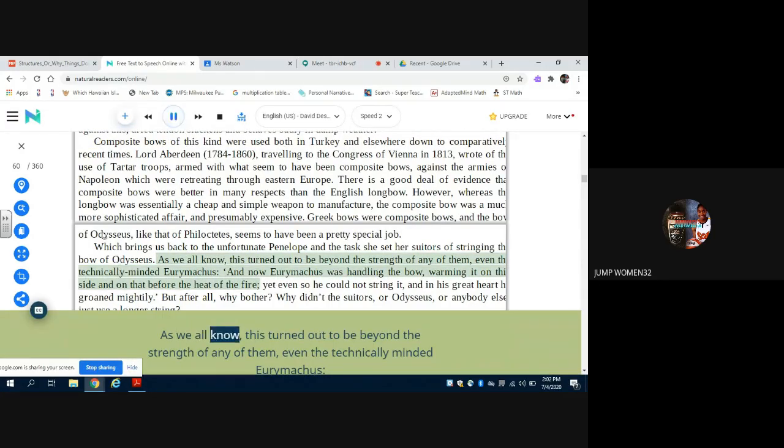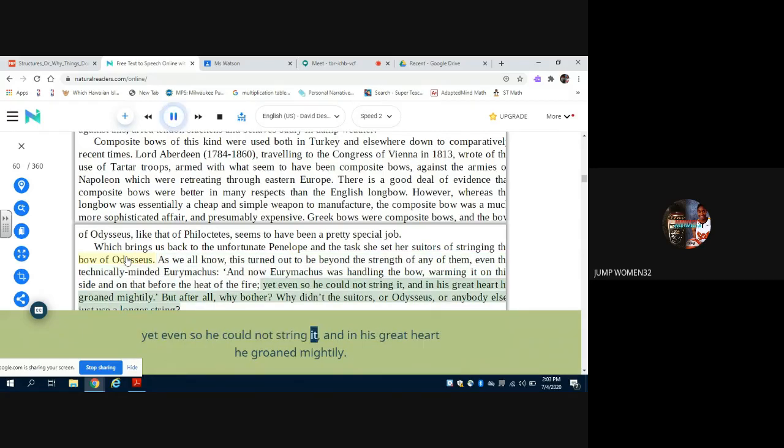As we all know, this turned out to be beyond the strength of any of them, even the technically minded Eurymachus, and now Eurymachus was handling the bow, warming it on this side and on that before the heat of the fire. Yet even so he could not string it, and in his great heart he groaned mightily.